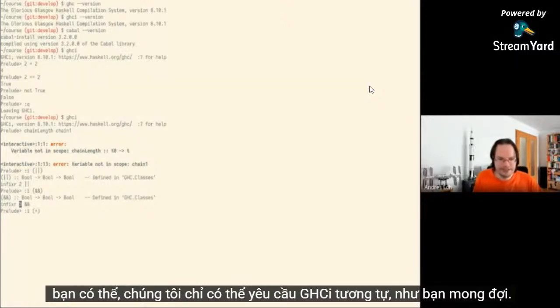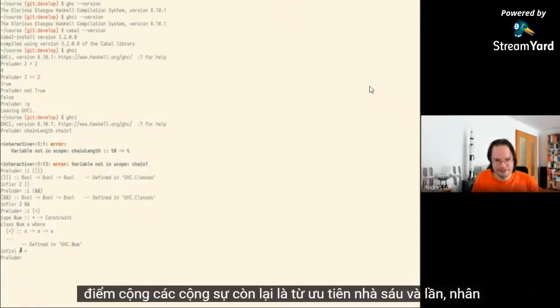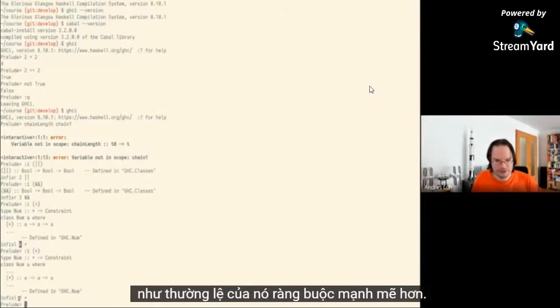Similarly, as you would expect, plus, there's something about type classes here which we'll only learn about later, but plus is left associative and has priority 6, and times, multiplication, as is usual, binds more strongly.